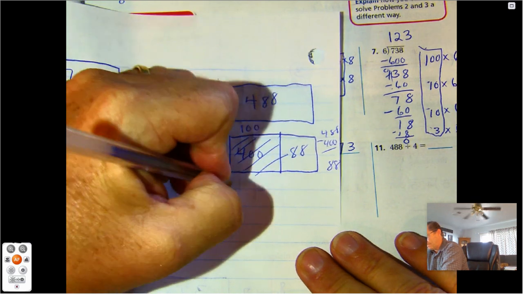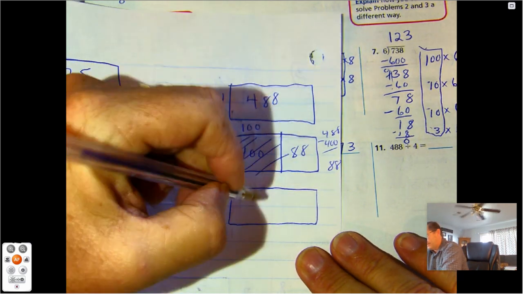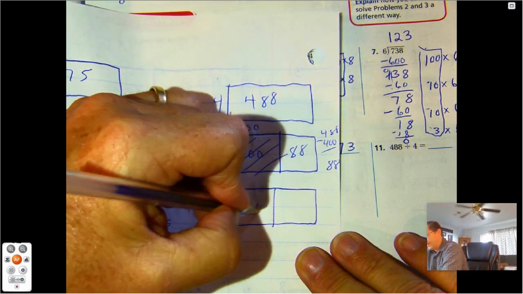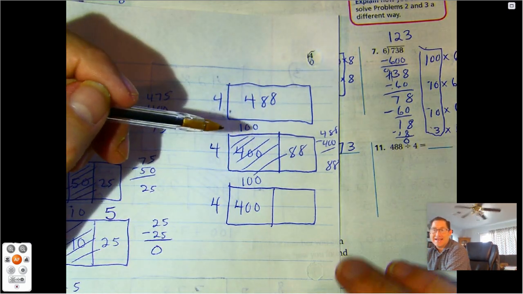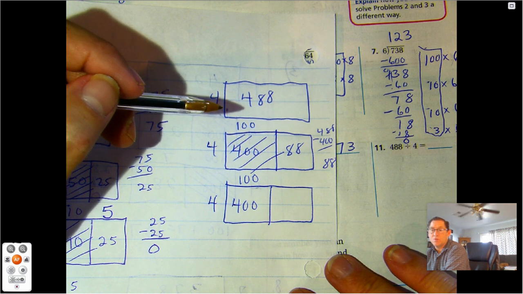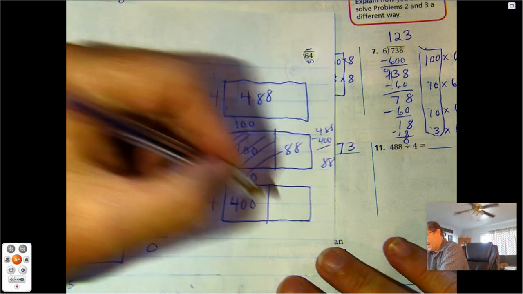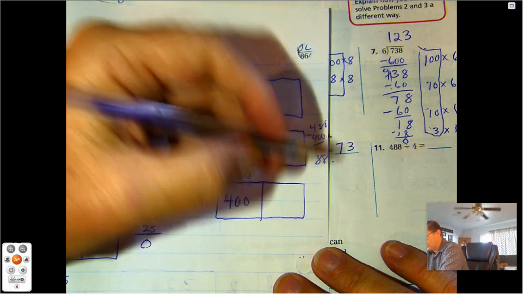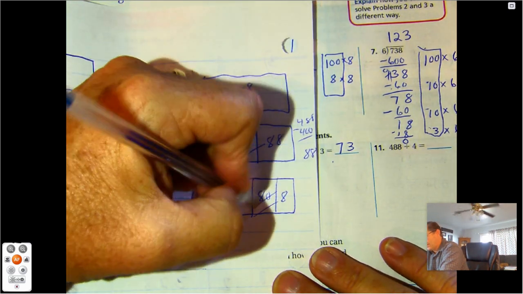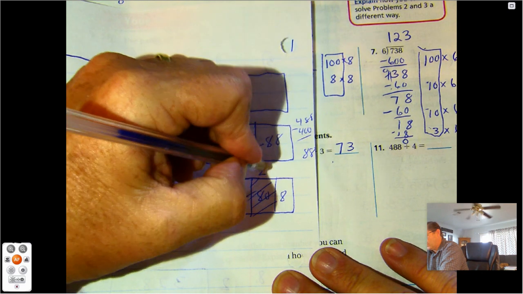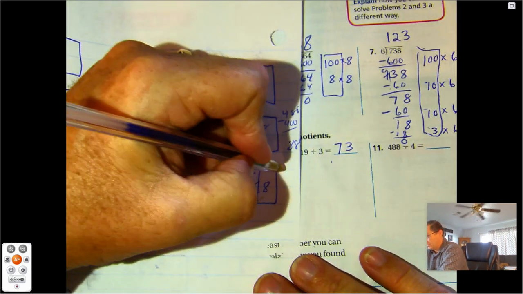Now, how many 4s can I take from 88? I know I can take at least 10. That's 40. Can I take away 20? Yes, that would be 80. So let's break that into 80 and 8. 4 times what is 80? 20. So we have 88, take away 80. We're down to 8.